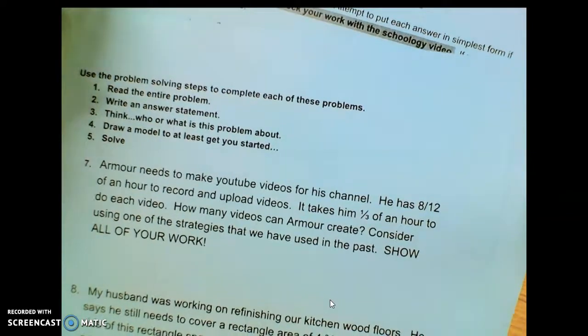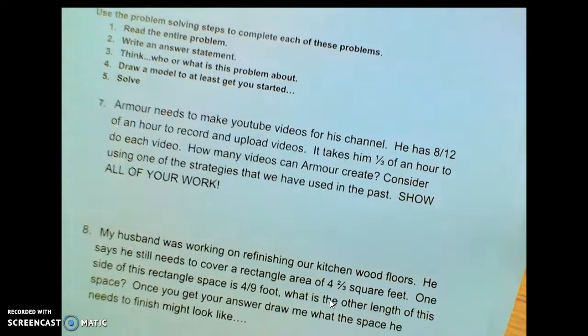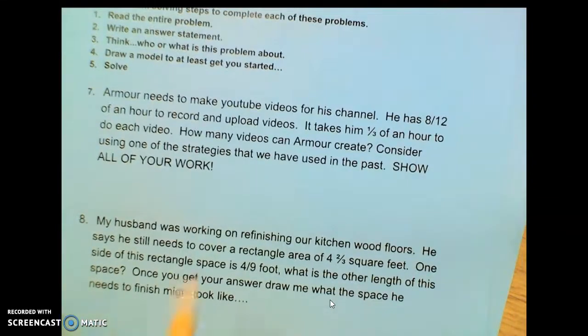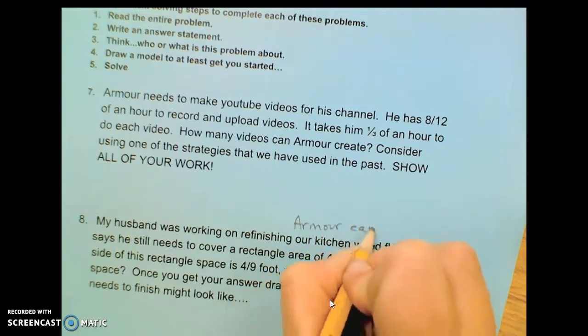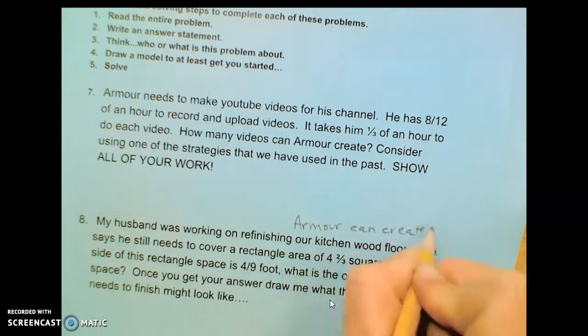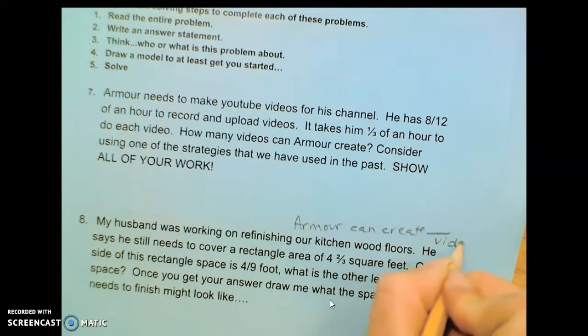So I'm going to go through these kind of quick. You can read them on your own. I'm just going to start with my answer statement. How many videos can Armour create? Armour can create blank videos.